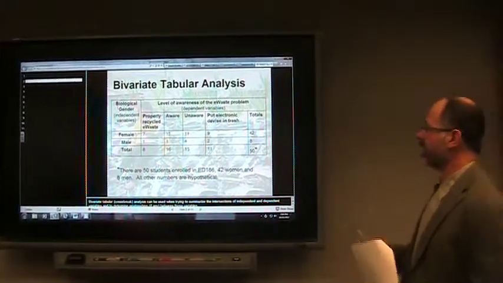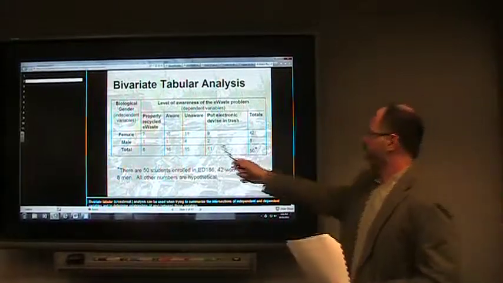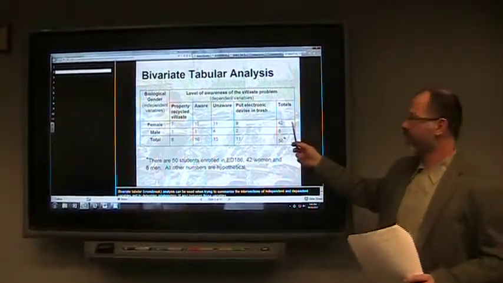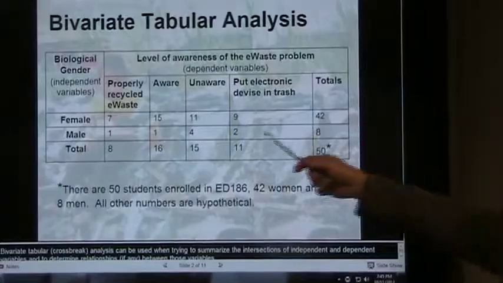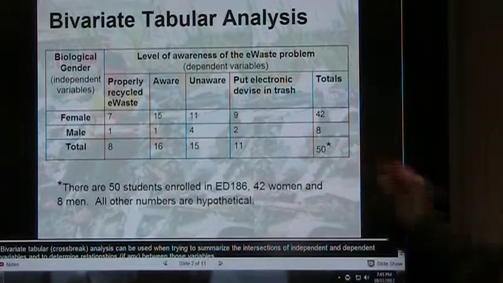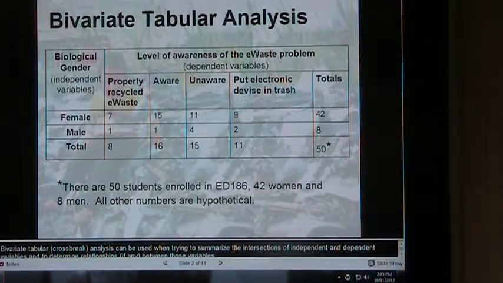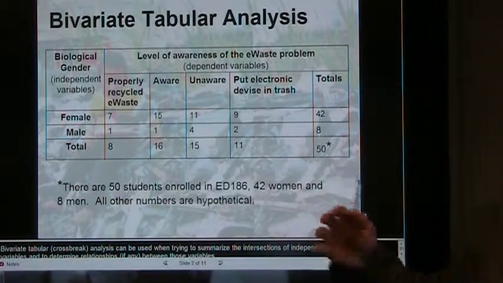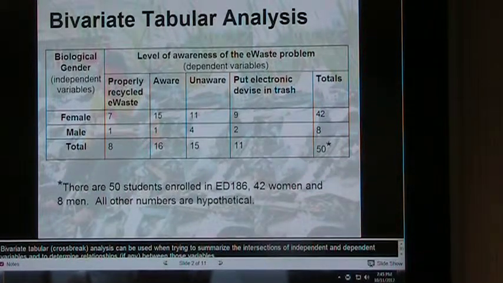Now what we see here is that we have 42 women, or females, and we have, as typical of education classes at John Carroll, 8 guys, and altogether the total is 50. All right? So these are the numbers that we're working with.